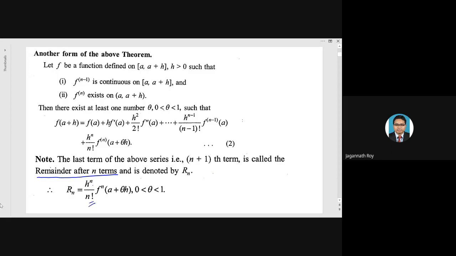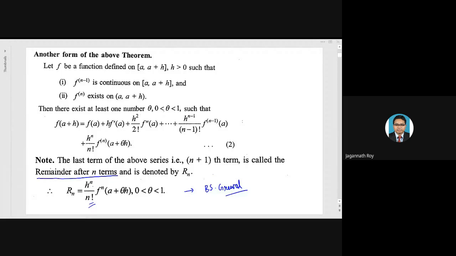But I have seen some other textbooks which are following different notation. Their notation is also correct, and in fact, the other notation is more popular. So this notation you can find in the US textbooks. But I would recommend not to follow this notation. I'm not telling this is wrong. This is also correct. But you have to mention that this is a remainder after n terms.